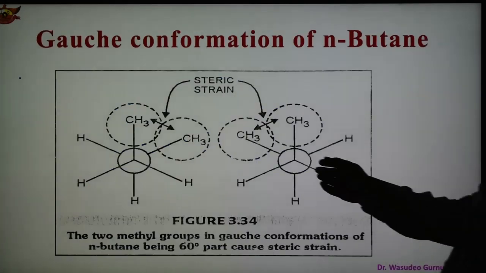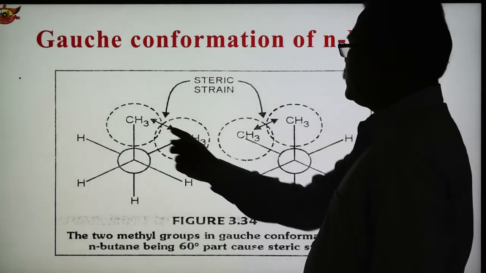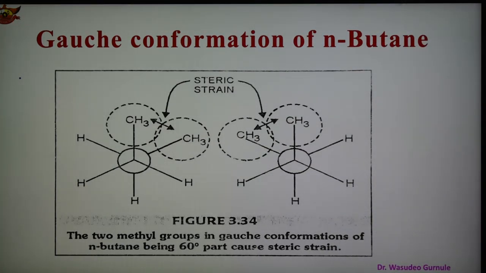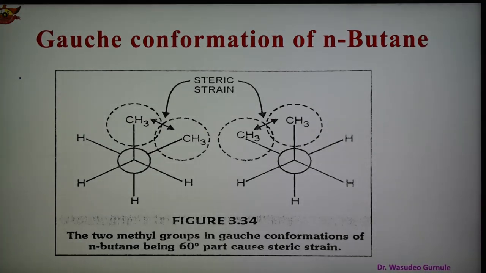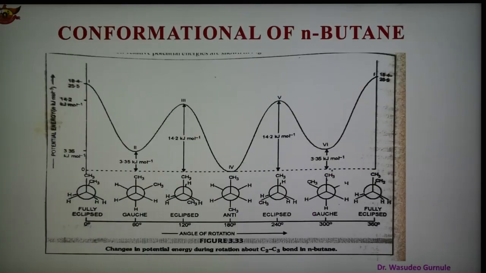In this case, the two methyl groups in the gauche conformation of n-butane, being 60 degrees apart, cause this steric strain. So see here, here is a steric strain, here is a steric strain. So this is the steric strain. In both gauche conformations, because of repulsion and crowding, there is a steric strain. And experimentally it has been found that the gauche conformations are about 3.35 kJ per mole less stable than the anti-conformation.